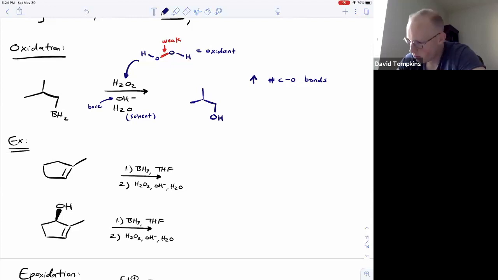All I want you to know is that this reaction is stereoretentive. So whatever the stereochemistry of the carbon-boron bond was to start, it's the same in the product. And I'll show you that below.